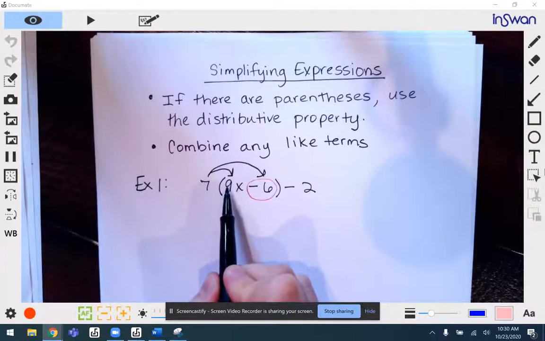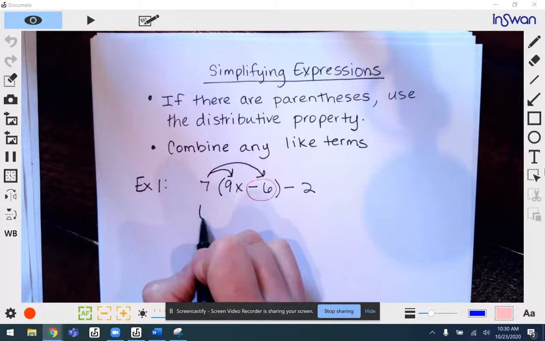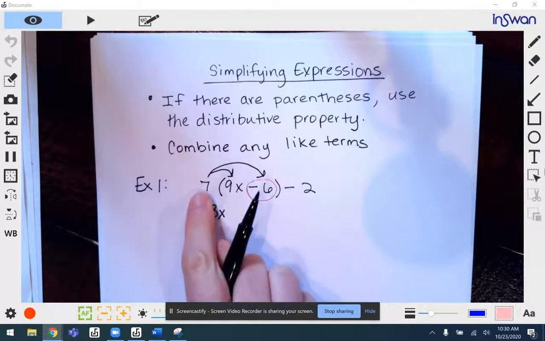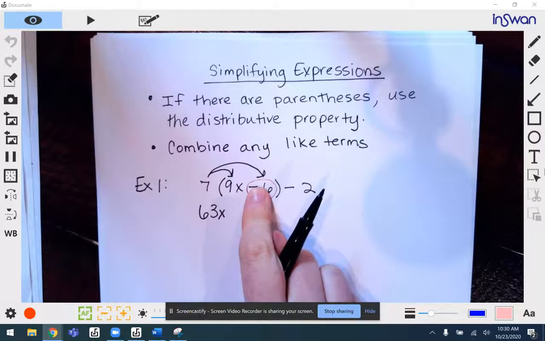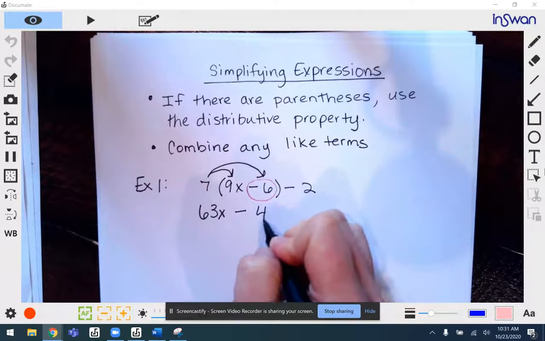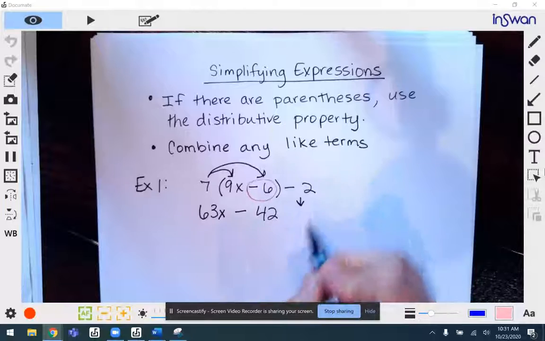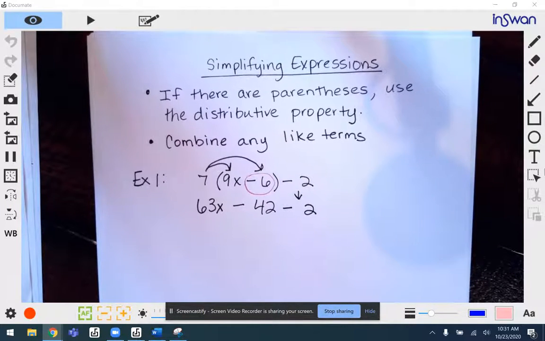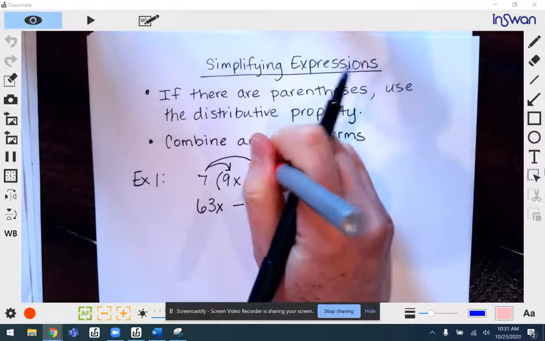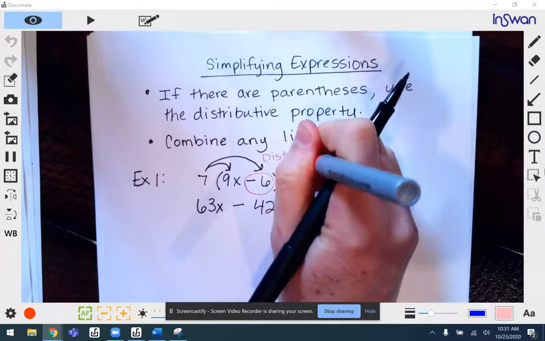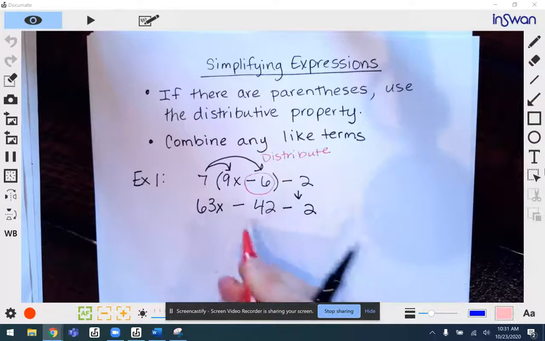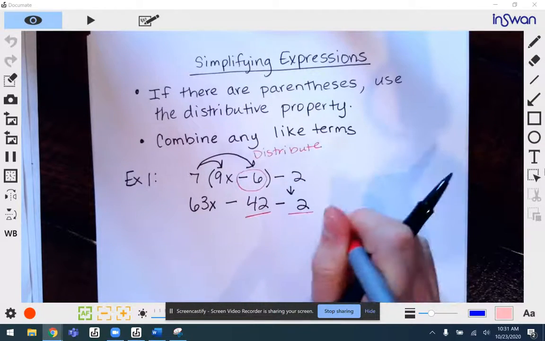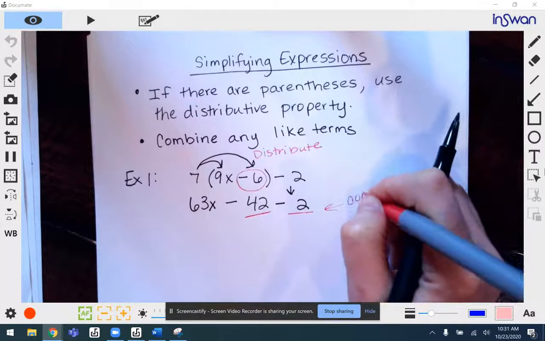So positive 7 times positive 9 makes positive 63x. And then when we multiply 7 times negative 6, we're going to get a negative 42. And then you just bring down this minus 2 at the end. So that was the distributing. Now we're going to look for any like terms. See how these two are both constants? So we're combining like terms.